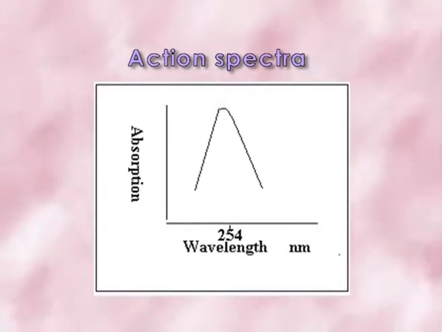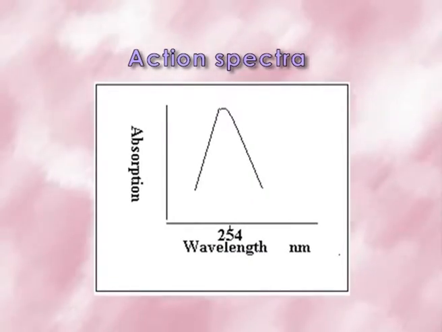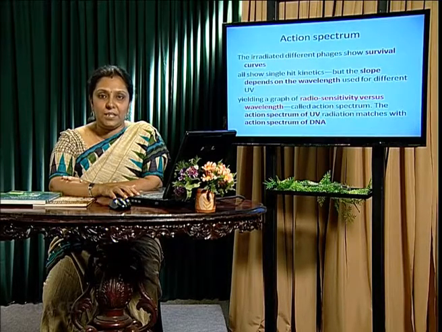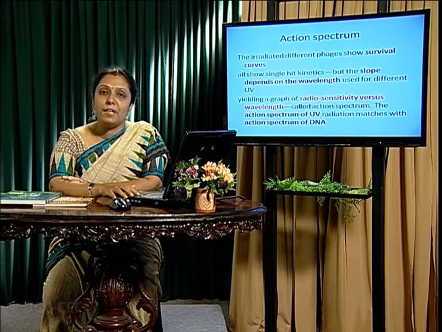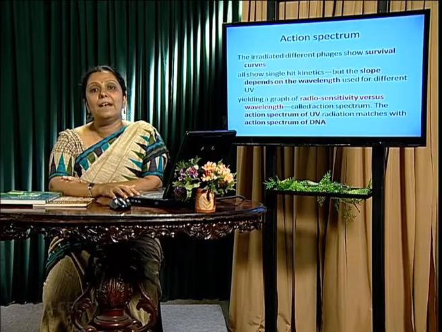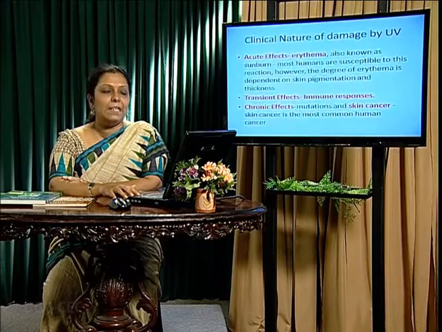Action spectrum: the radiosensitivity versus wavelength curve is called the action spectrum. The action spectrum of DNA is equivalent to the UV radiation. And in the case of bacteriophage, with respect to the wavelength, some single hit kinetics graphs are found where different slopes are observed. Next, the clinical nature of UV damage.